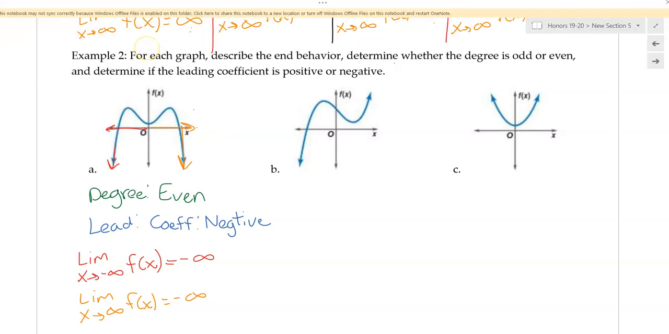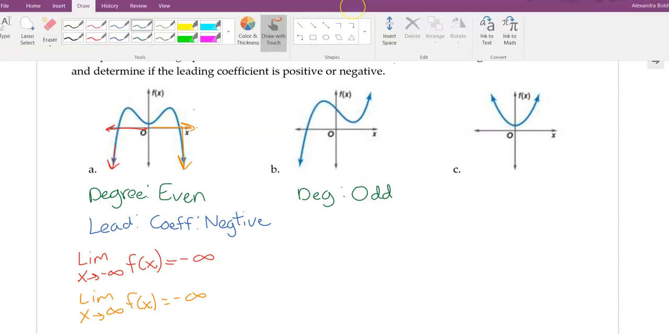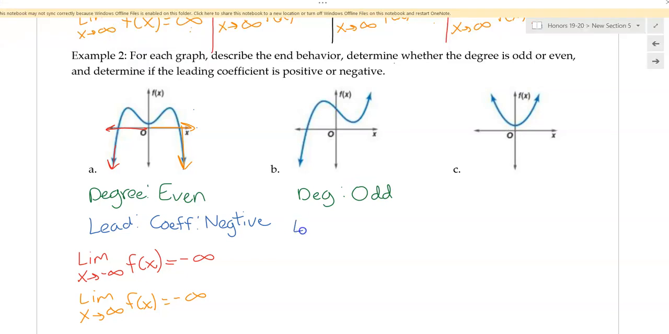And that's it. Let's look at this one, degree. Well, again, degree, if they're both the same, it's even. If they're different, it's odd. Well, one's going up, one's going down, so this is odd. Coefficient. Again, I look at what's happening on the right. The right is going positively up, so it's positive.